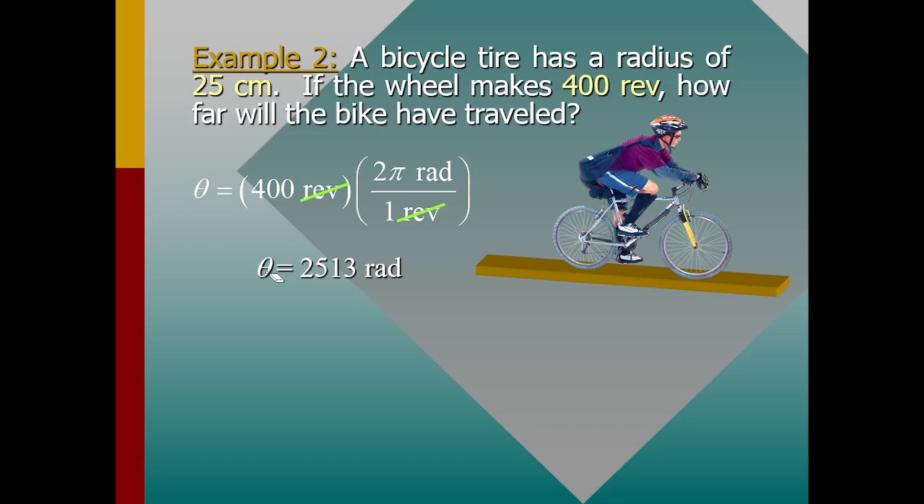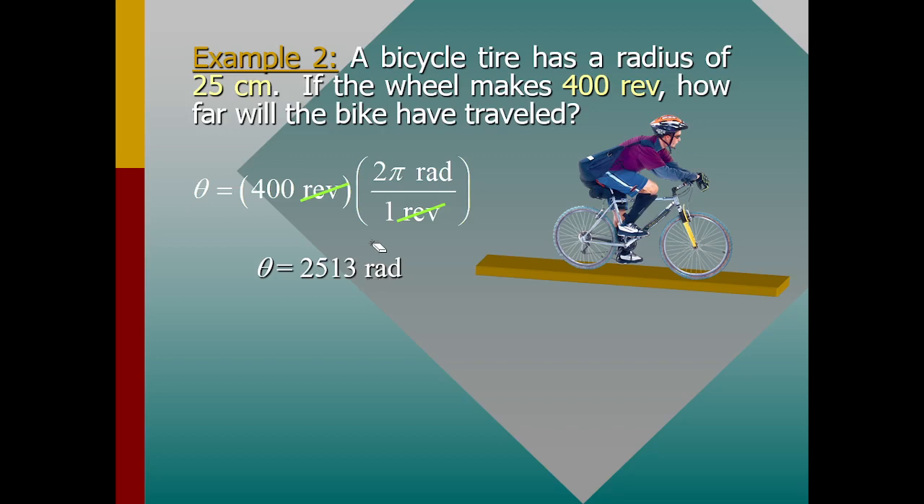2513 rad. Remember, this pi has also been multiplied. So you say 400 times 2 pi, it's going to give you 2513 rad. So this is my radian measure.